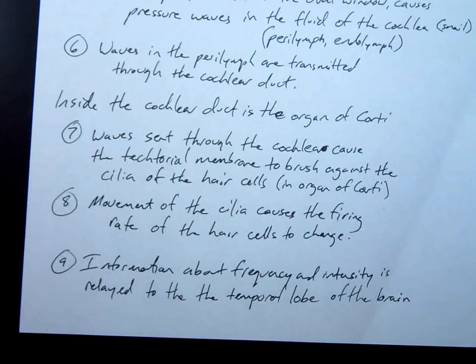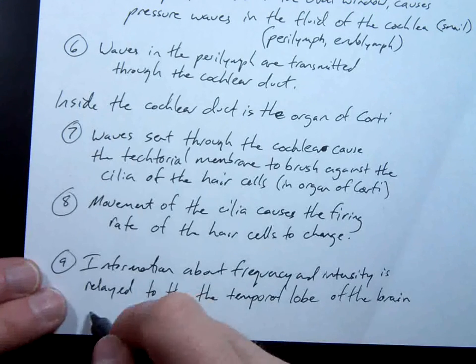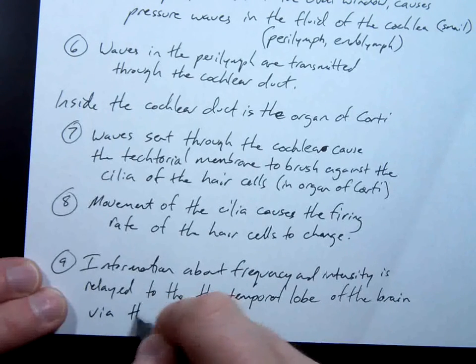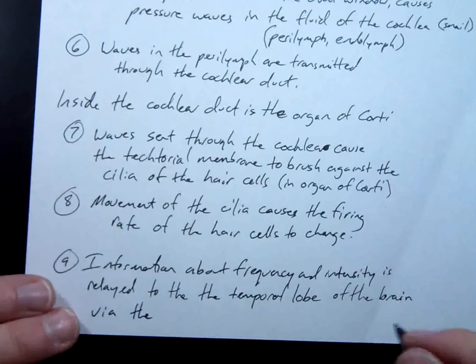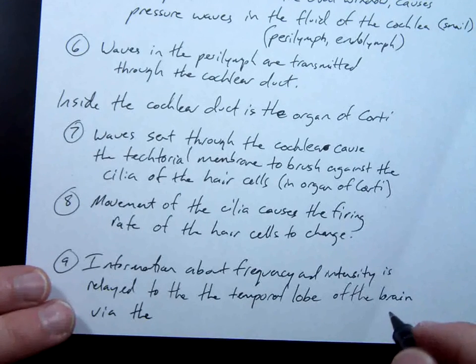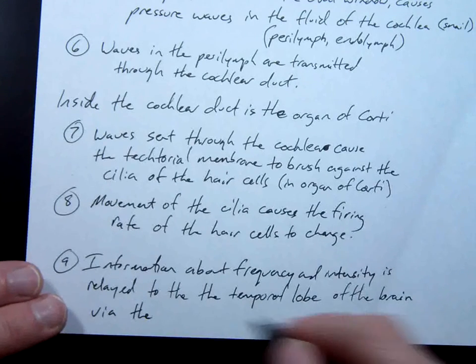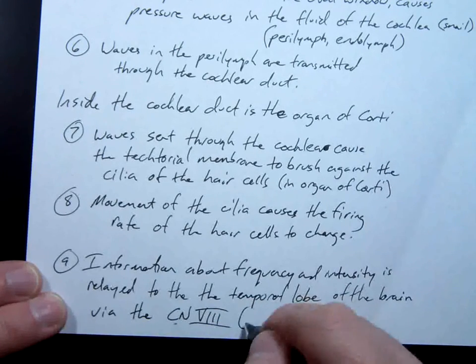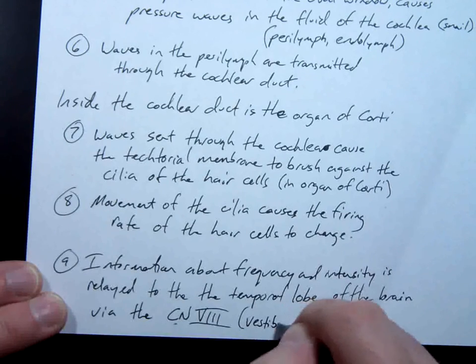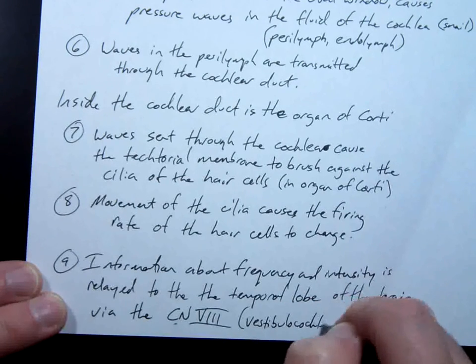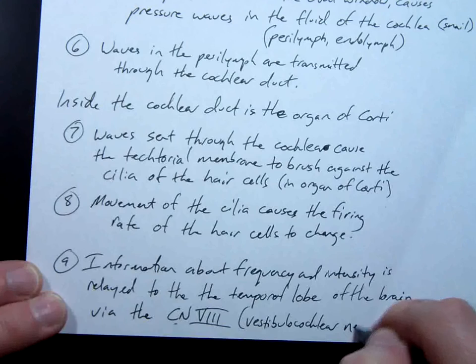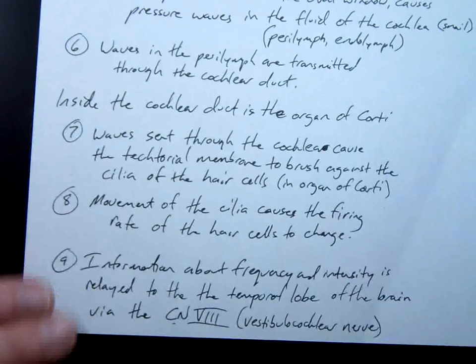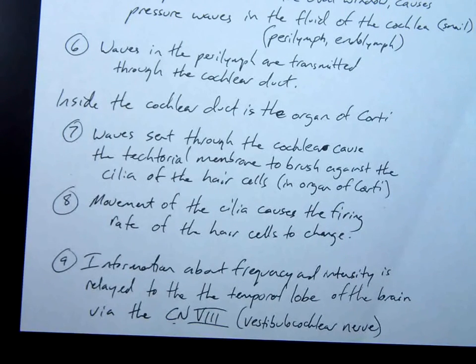Passes via which cranial nerve is that? Number 8. Yeah. Cranial nerve number VIII, known as the vestibulocochlear nerve. Sometimes called the auditory nerve because it's easier to spell. But that's pretty much it.